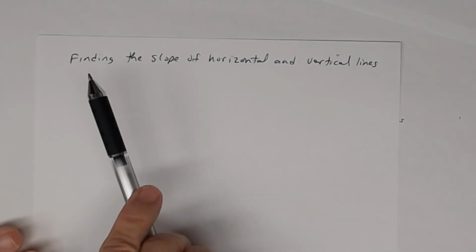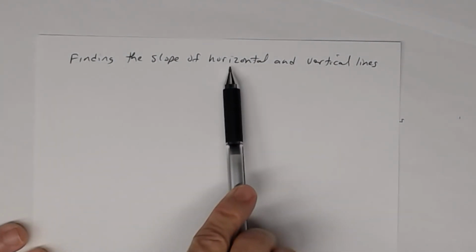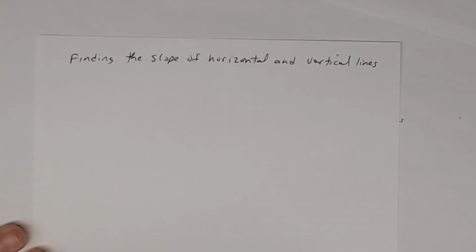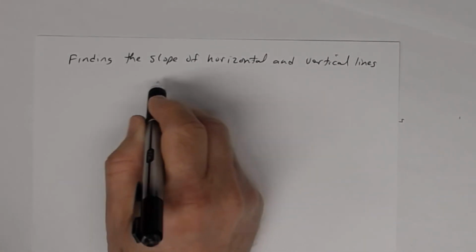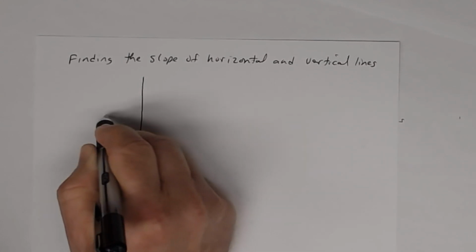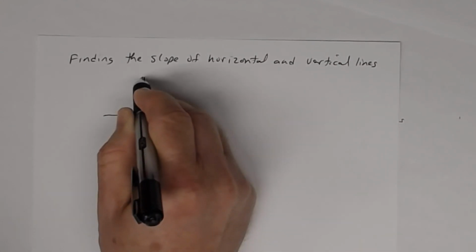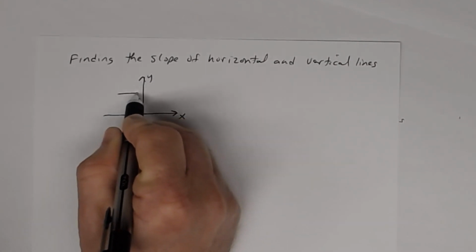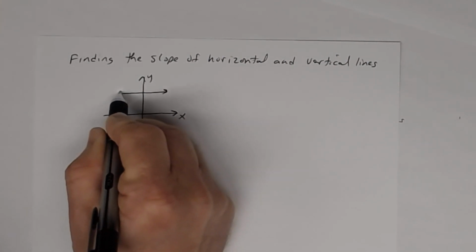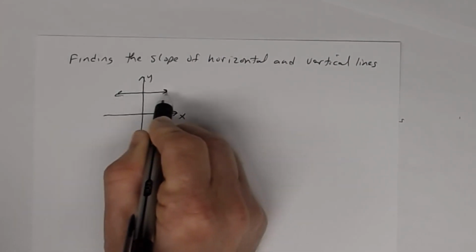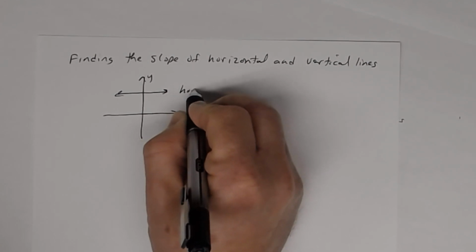Okay, so in this lesson, we're going to look at finding the slopes of horizontal and vertical lines. Just to remind you, a horizontal line looks like this. If this is the x-axis and this is the y-axis, this would be a horizontal line right here. It goes left, right, something like this. So that's a horizontal line.